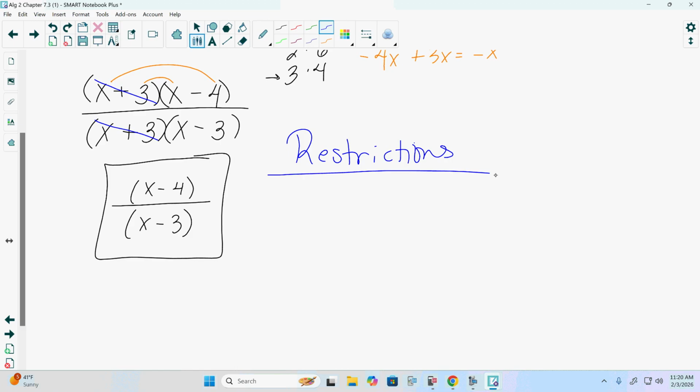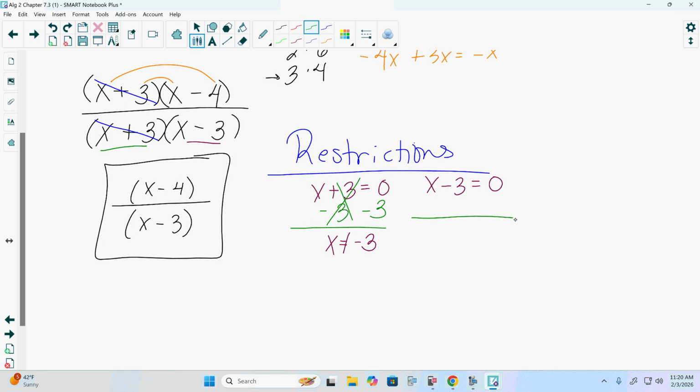Restrictions. Values of x that would make the denominator be 0. And just like before, we have 2 spots. We have x plus 3 and x minus 3. With our x plus 3, we can subtract 3 from both sides. Positive 3 minus 3 is 0, leaving us with just x. Telling us that if x is negative 3, we would have a division of 0. Cannot work.